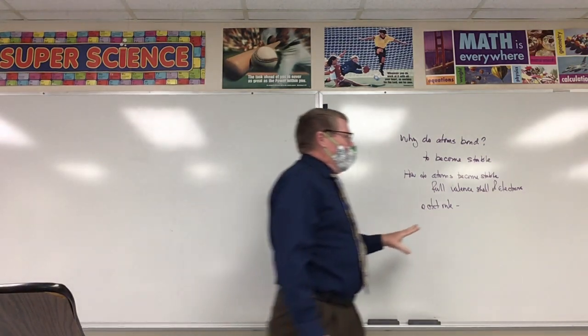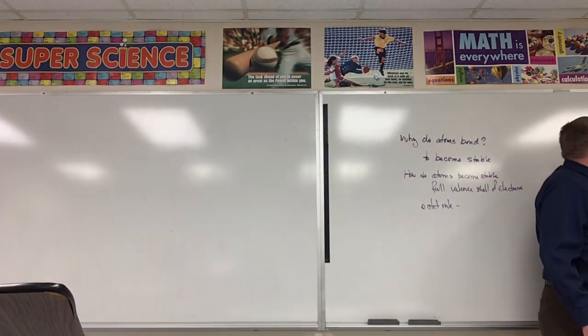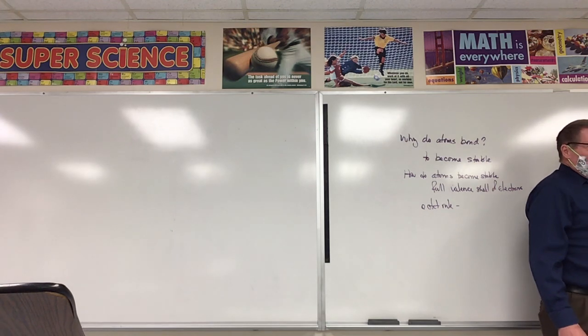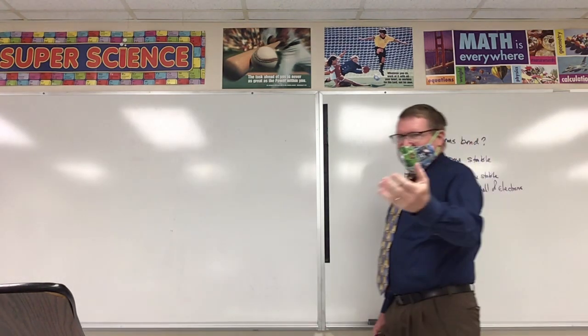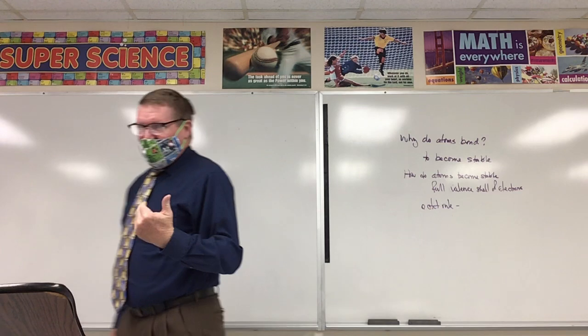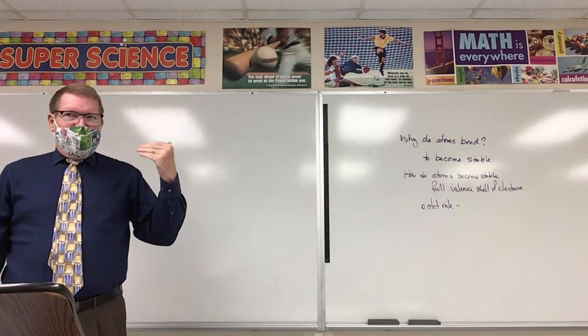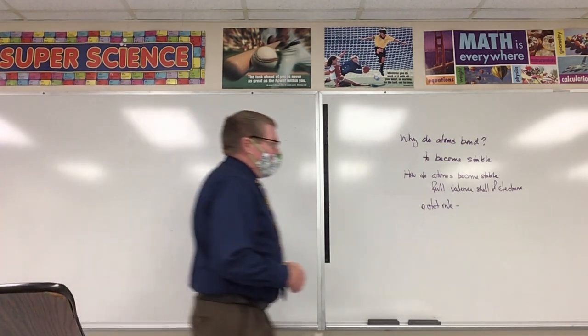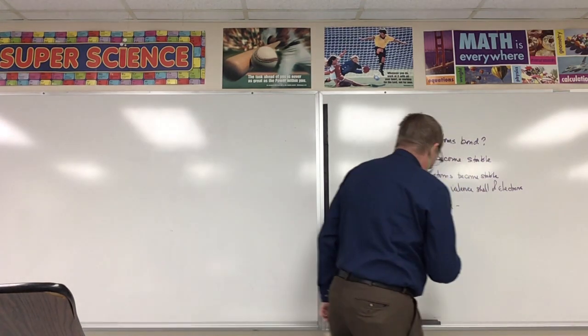So if I have one valence electron, it wants to have 8. So it has two choices: to gain 7 or to lose 1.